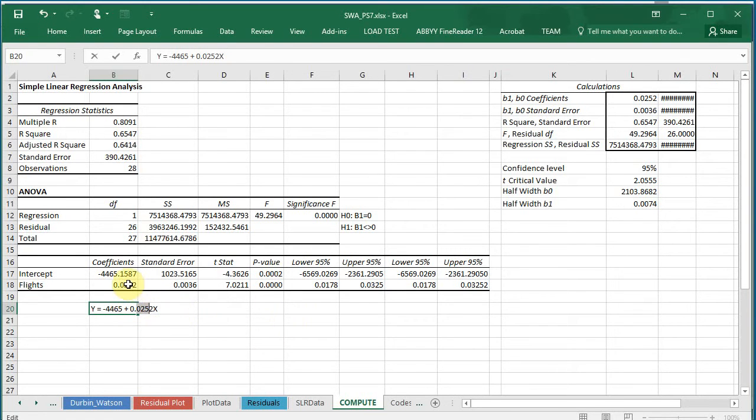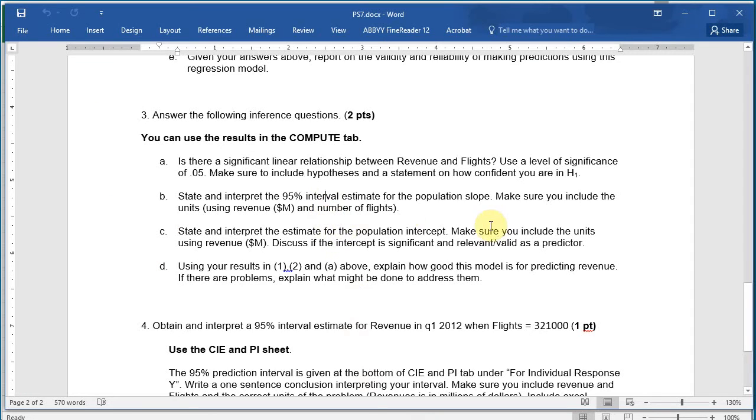That's the number we put in our equation, but we are 95% sure that it is between 0.0178 and 0.0325. See, 0.0252 is right in the middle of these two numbers. So we are 95% sure that there's a relationship of at least 0.0178 and no more than 0.0325. So that's the interpretation of that.